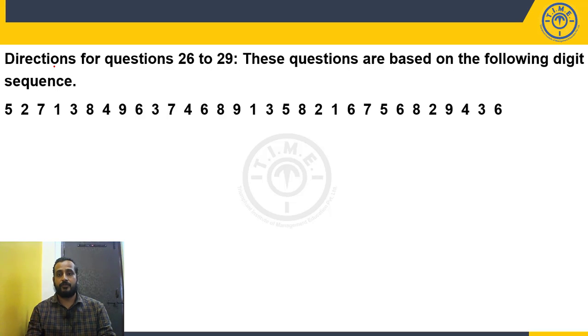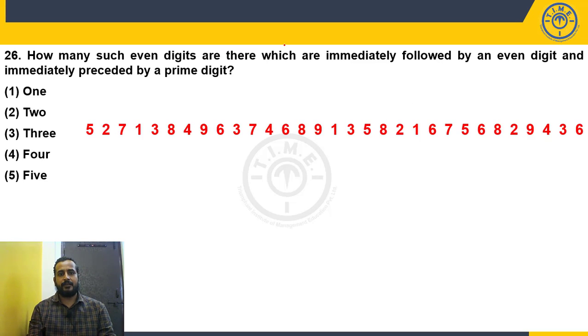Sequence. Very easy questions. We have been given a number sequence. How many such even digits? So your focus should be on even digits. How many such even digits are there which are immediately followed by an even digit and immediately preceded by a prime?